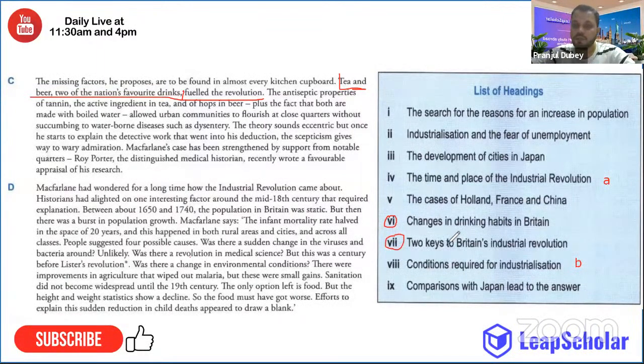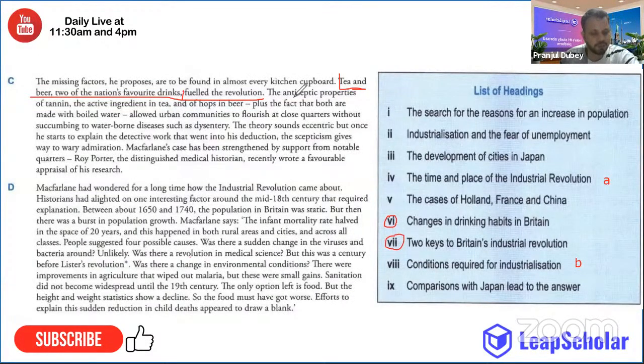No, it is the two keys to Britain's Industrial Revolution. The missing factors, they have all the factors over there, but what was the missing factor? That was tea and beer. So these are the two keys, right, guys? Getting the idea? These are the two keys. Very good, Samir. Padmini, getting the idea? So the answer is 7 for sure. Very good. They fueled, right? Tea and beer, very good, Simran.